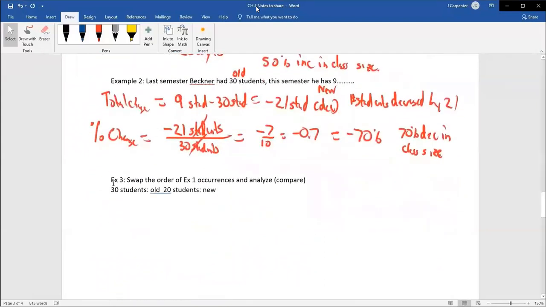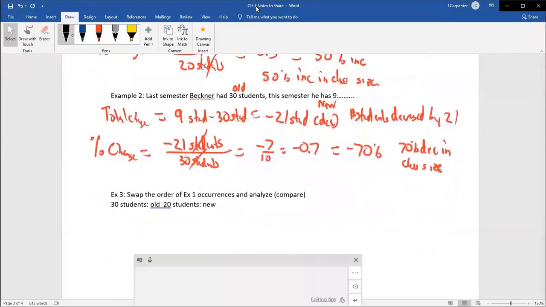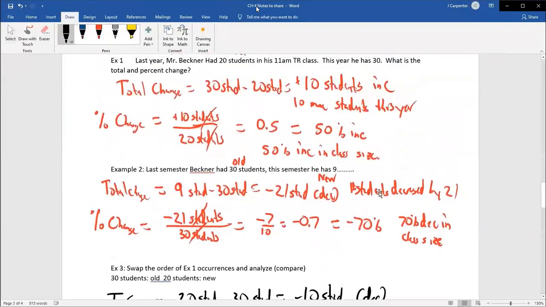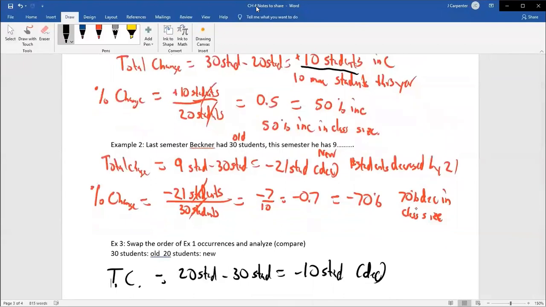Okay, so the total change. Total change, TC, is the new minus the old, which would be 20 students minus 30 students. That would be negative 10 students. So that would be a decrease now. So the total change of negative 10 students is very similar to the previous total change of positive 10 students. It's just that it's a decrease instead of an increase. It's just negative instead of positive.